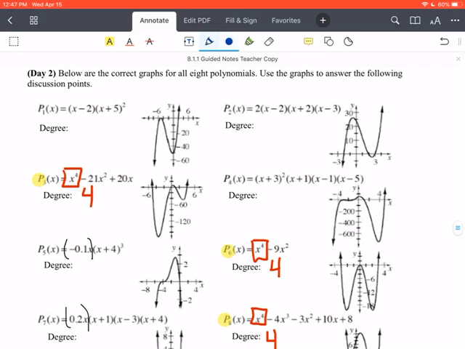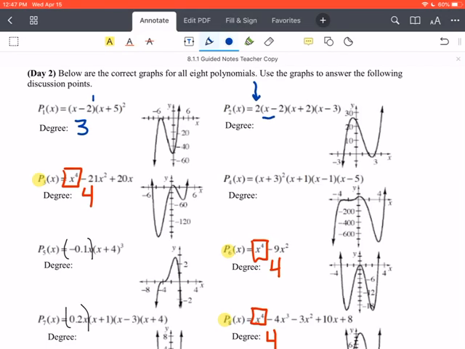On P1, we already said there are 3 factors. Another way people look at it is you can always put an exponent of 1 on a factor if it's not there, and you can just add the exponents. 1 plus 2 is 3. On P2, we ignore the constant.